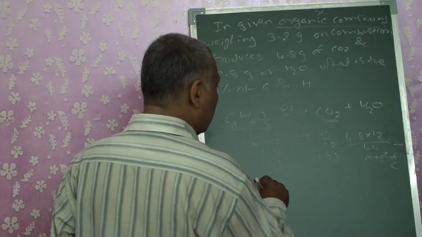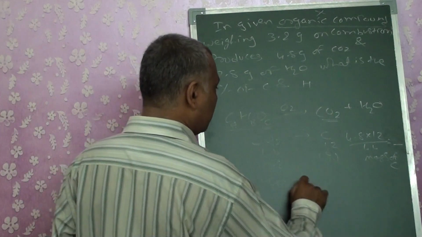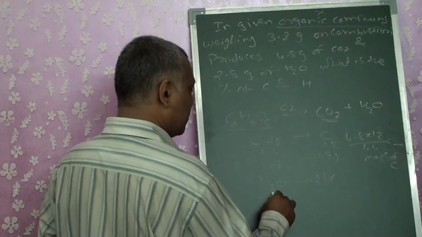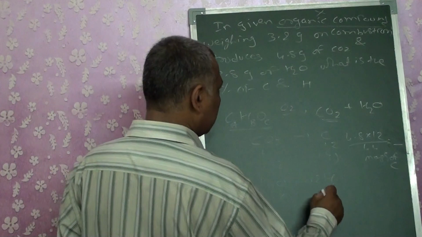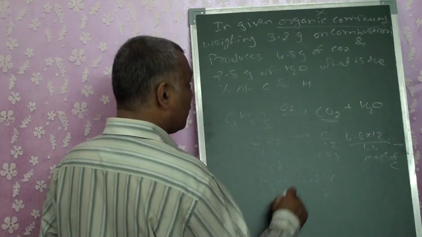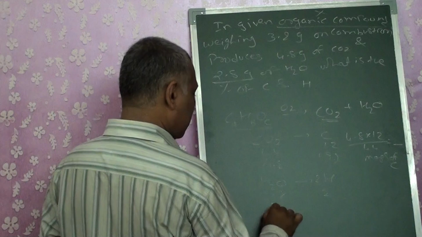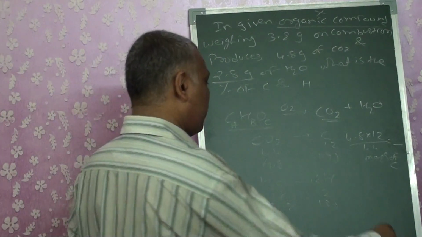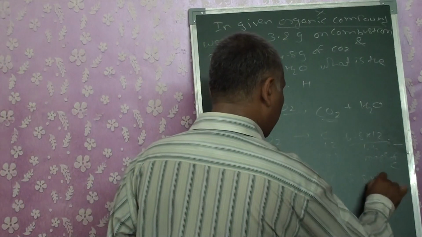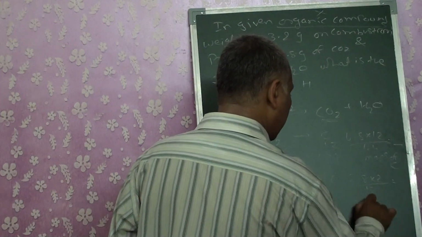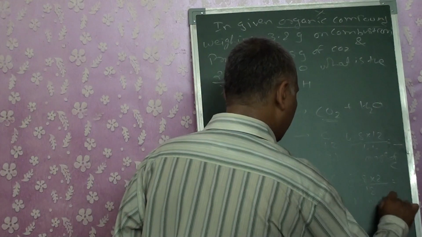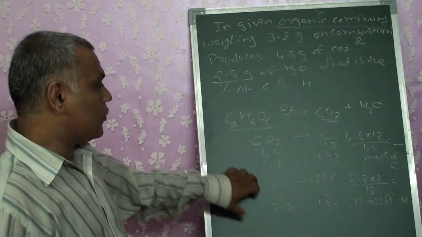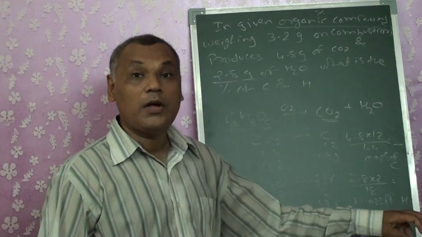Second, similarly, in H2O there are 2 hydrogen atoms. So I can say that 18 contains a total of 2, but the water is 2.8. So what is the amount of hydrogen? We will get it as 2.8 into 2 by 18. That will give me the mass of hydrogen. By this formula I got the mass of carbon and the mass of hydrogen.